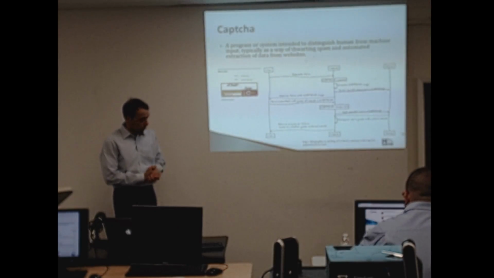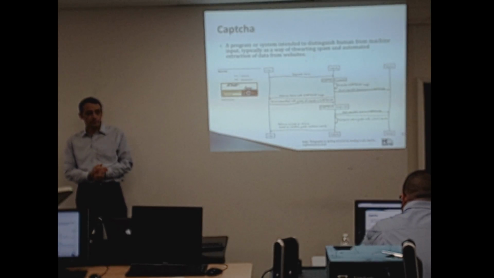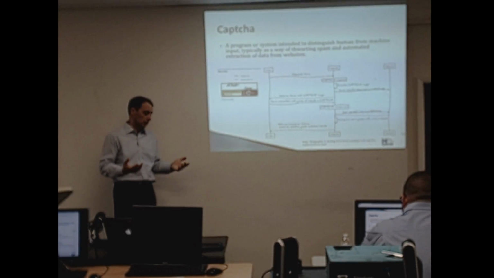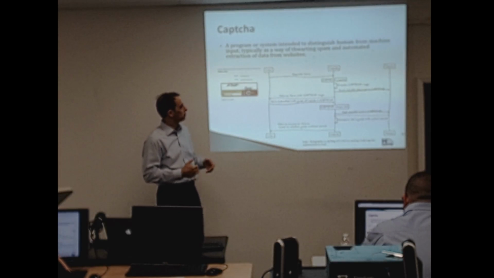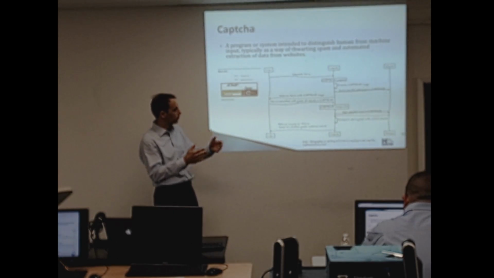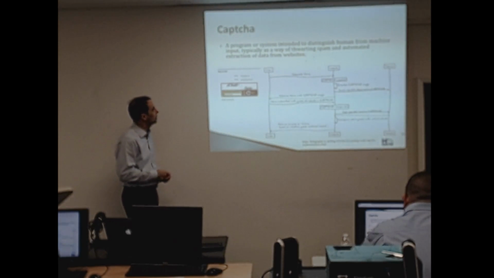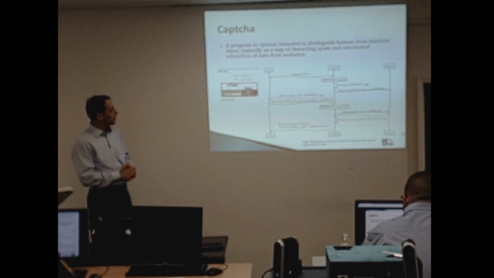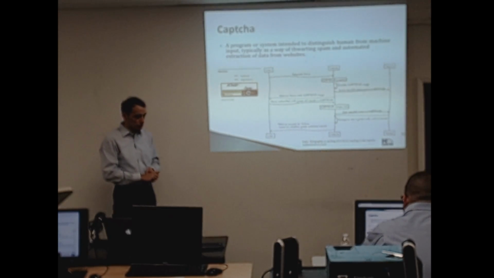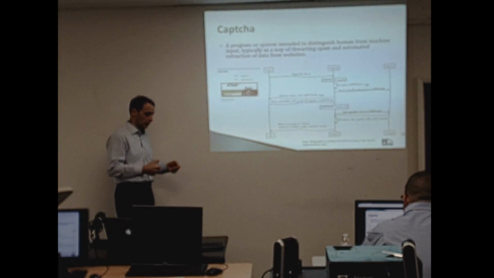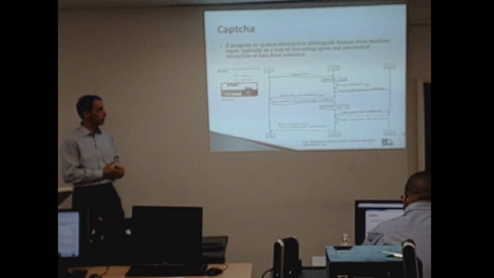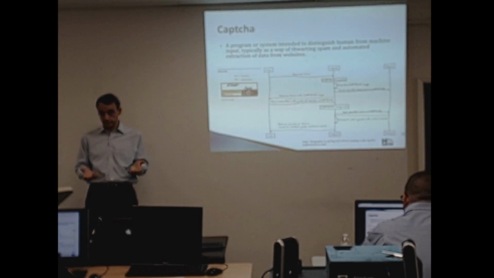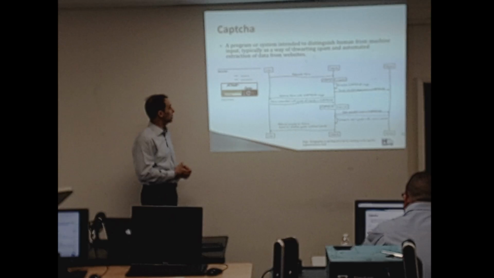Another form of defense against malicious use of online resources, of websites in this case, is called CAPTCHA. What CAPTCHA does is detect whether the person behind the internet browser is actually a person or a robot. So how does it do that?